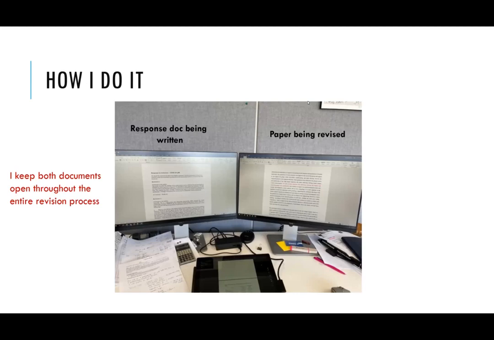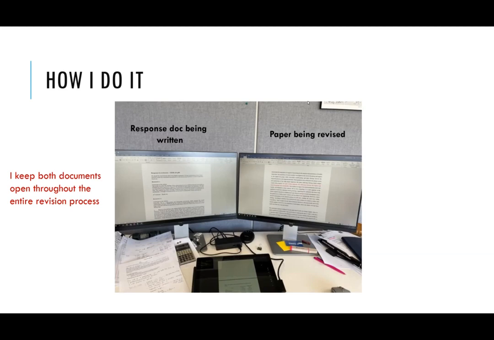This is a photo of my desk from last week. I'm revising a paper. You'll see that I like to work with a couple of screens. And so if you're able to do that, it's great. So I have the paper being revised on the right there. And you can see that a few lines down, I've got some red text there. So this is text that I have added to the paper in response to a review comment.